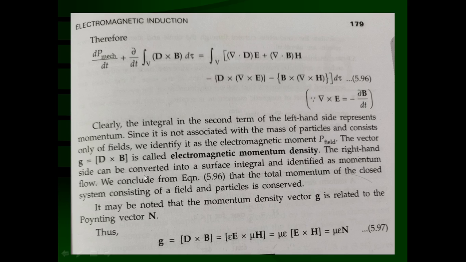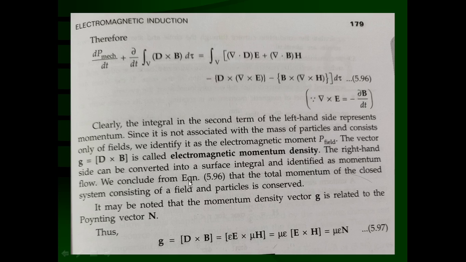The right hand side can be converted into the surface integral and identified as a momentum flow. So on the right hand side, this one can be converted into the surface integration, and that means something which is going to be coming out of the surface of the volume V, and that is going to be the momentum flow. Momentum which is coming out through this surface is called the momentum flow. So the right hand side can be converted into the surface integral and identified as a momentum flow.